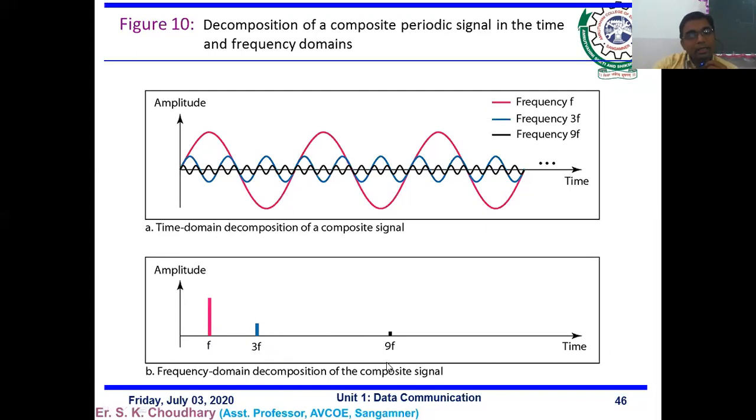But if there is a non-periodic composite signal, its representation in the frequency domain has continuous frequencies. We will see that in the further slides.